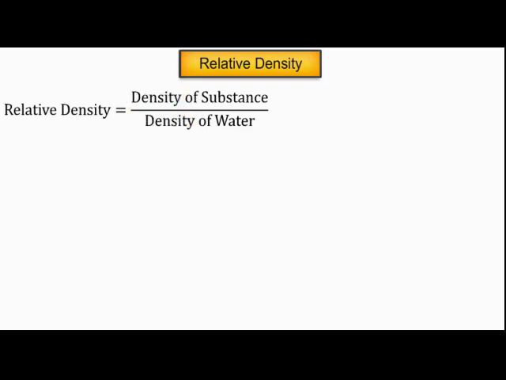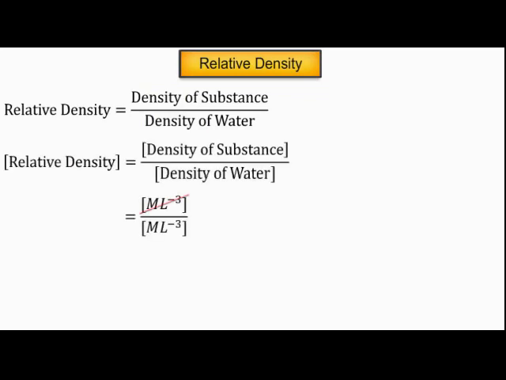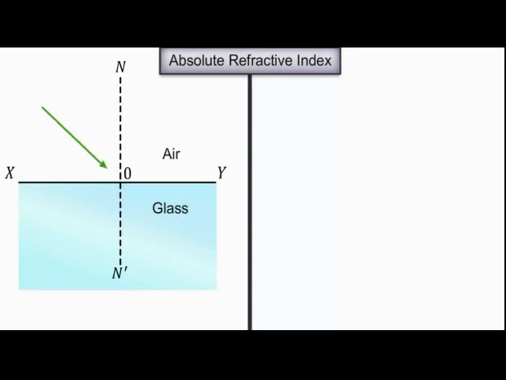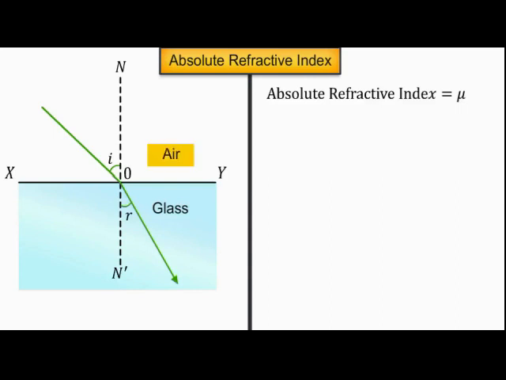Therefore, the quantity relative density does not have any dimensional formula. Another example is absolute refractive index, mu, of an optical medium, which is the ratio of the speed of light in air or a vacuum to the velocity of light in the given medium.